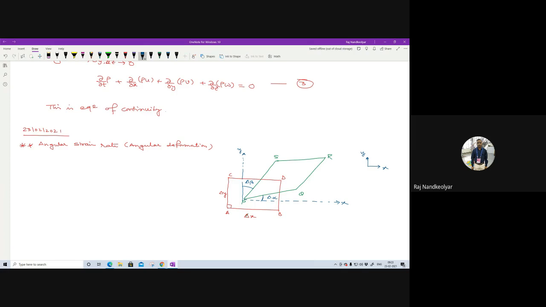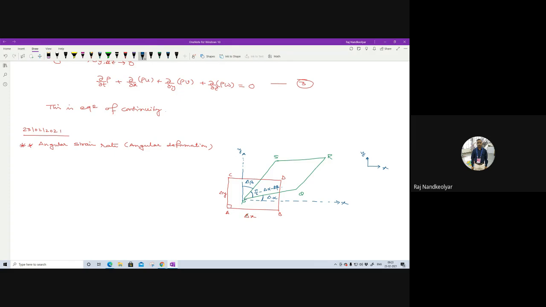So what about this angle? What is the value of this? 90 minus delta. So it is pi by 2 minus delta alpha minus delta beta. So actually we are interested in the rate of change of this angle, pi by 2 minus delta alpha minus delta beta.